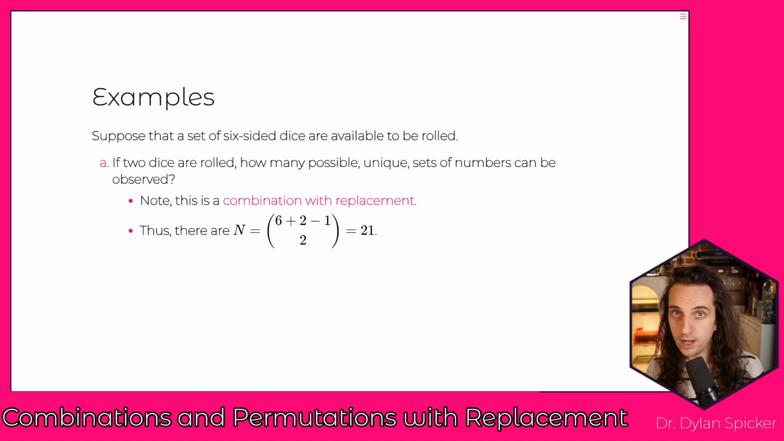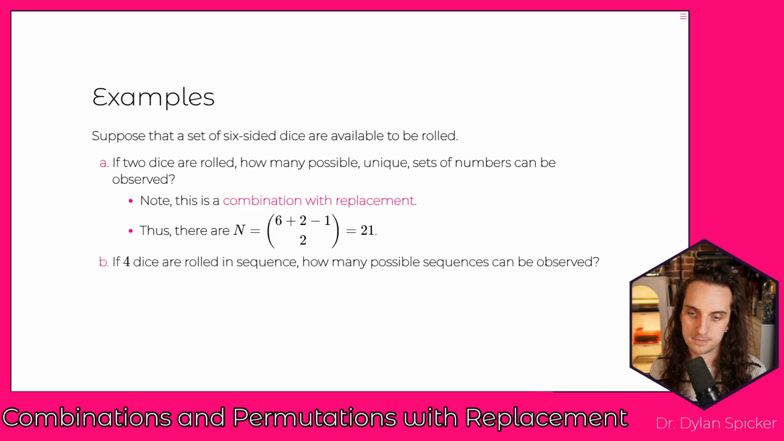So if you have a 1 and a 1, you can have a 1 and a 2, but then having a 2 and a 1 is exactly the same thing, right? So there are 21 ways that you can do this.